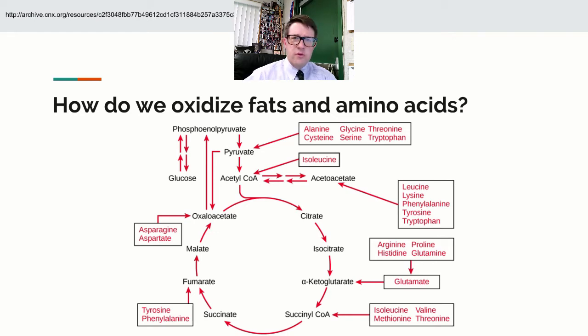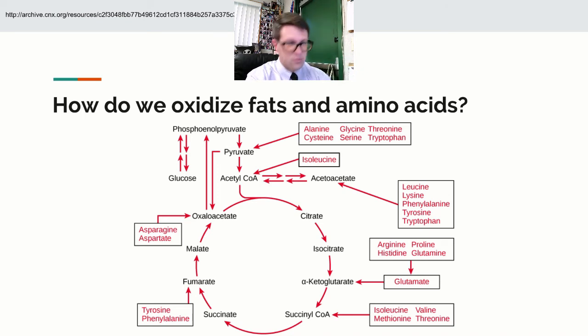But we eat more than just sugar, so how do you oxidize things like amino acids? There's 20 different types of amino acids. They all have different shapes. And it turns out the amino acids are all the words in red. We can break them into parts and put them into various parts of glycolysis and the Krebs cycle.